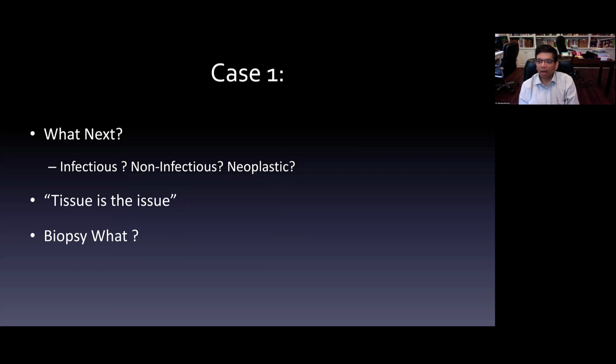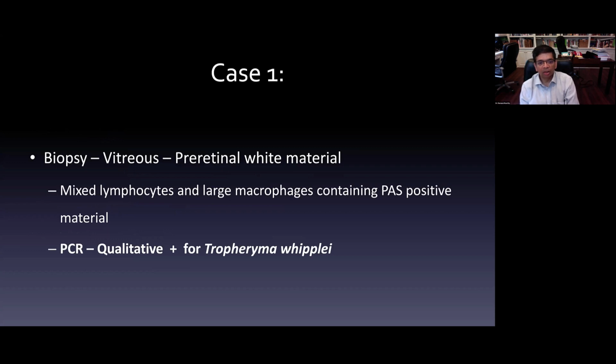So the eye disease is worse. Why not do a vitrectomy? Let's look at the vitreous sample and see. So we did a vitreous biopsy, and I went after that pre-retinal white material. We found mixed lymphocytes and large macrophages containing PAS positive material. And we were able to get a qualitative PCR done, and this was positive for Tropheryma whipplei. So this was Whipple's disease.